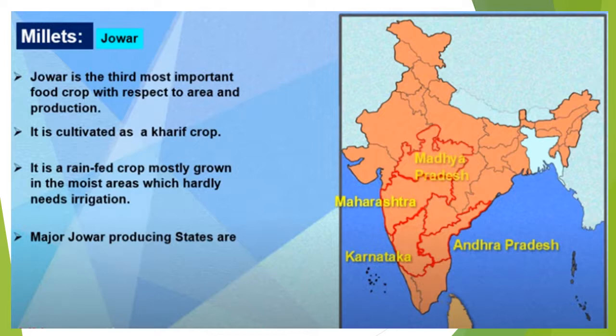Farmers raise this crop in Kharif season, at the onset of the monsoons. It is a rain-fed crop mostly grown in moist areas which hardly needs irrigation. Either the farmers grow this crop in the regions where they receive heavy rainfall, or they grow this kind of crop with the help of irrigation facilities also. So the major Jowar producing states are Madhya Pradesh, Karnataka, Andhra Pradesh and Madhya Pradesh.